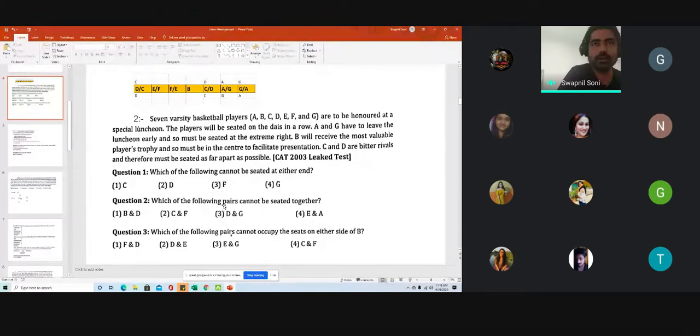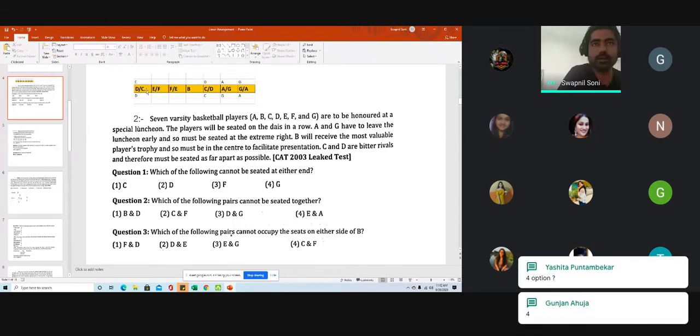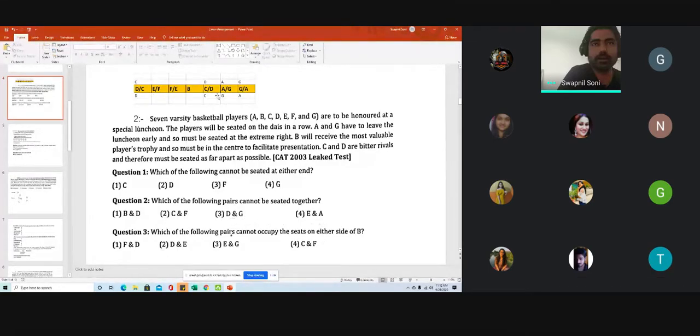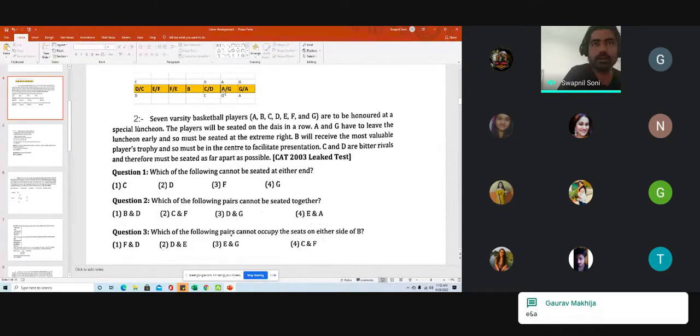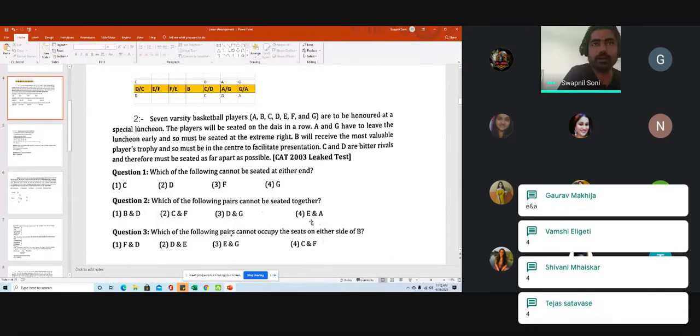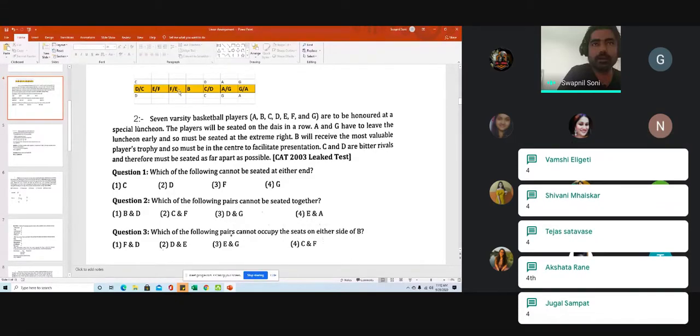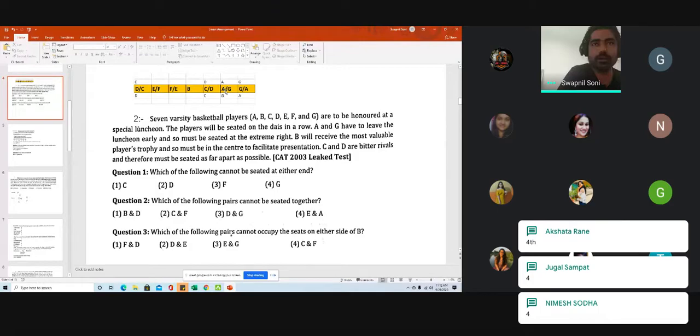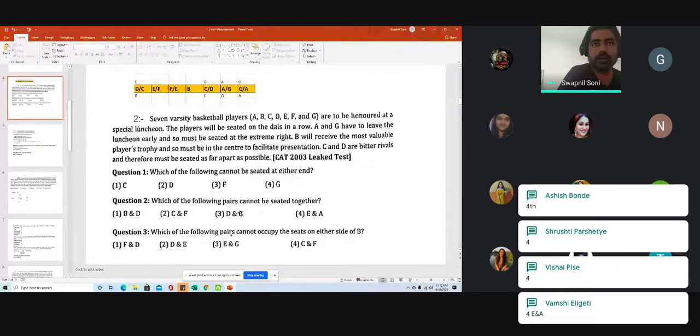Which of the following pairs cannot be seated together? So let's see. B and D can sit together, there is a possibility. C and F, if you look at this, they can sit together. D and G, again there is a possibility they can sit together. E and E: now E is over here and E is over here, so there is no chance that they could be seated together. So option 4.